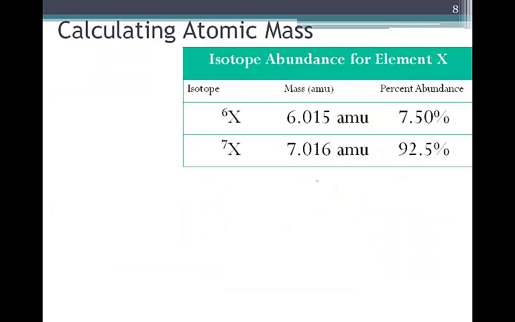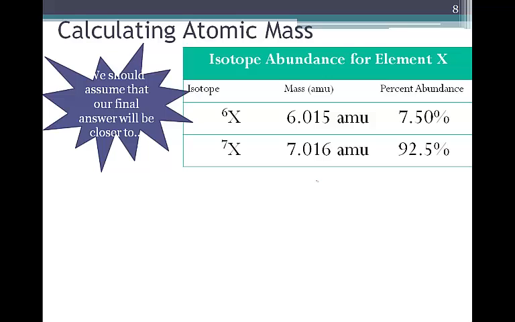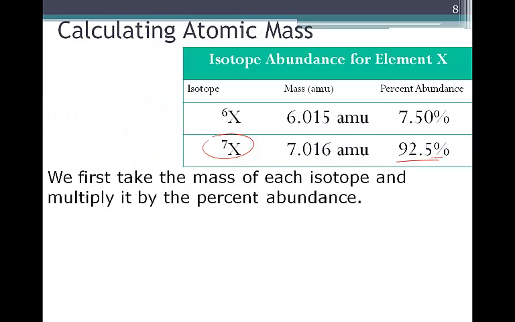So let's calculate the average atomic mass for two other isotopes. We should assume that our final answer will be closer to 7, because 92% of our isotope has a mass of 7. So we first take the mass of each isotope and multiply it by the percent abundance. So for isotope 6, we take the mass of 6.015 times 7.5%. And again, notice I converted 7.5% to a decimal.